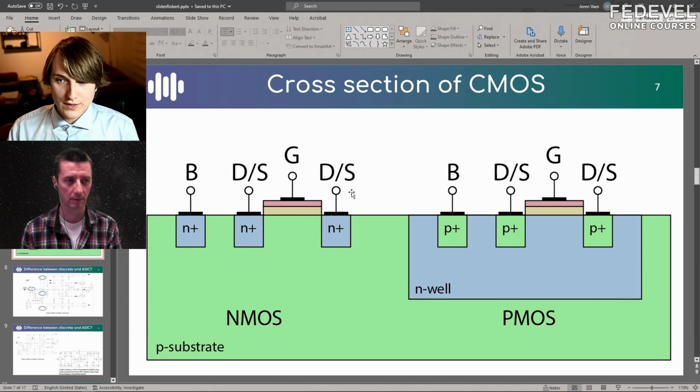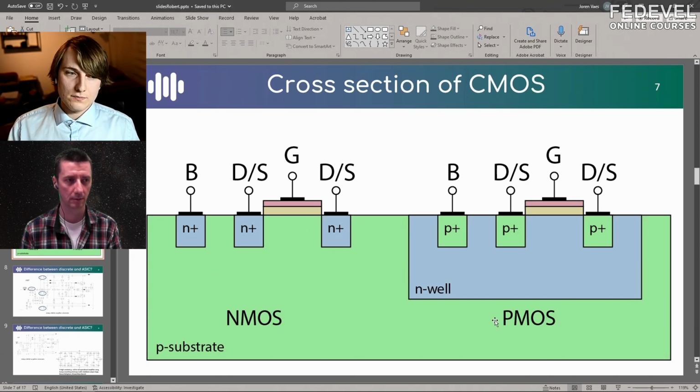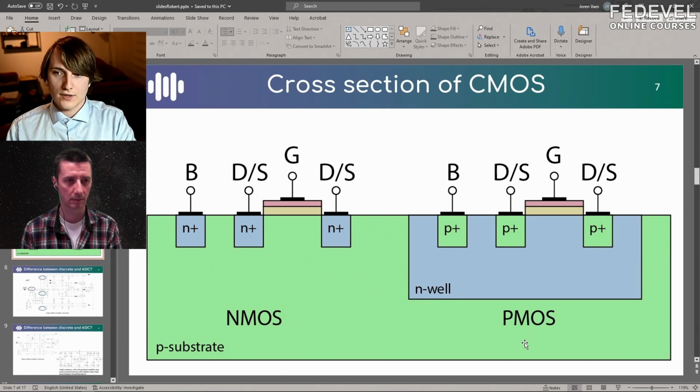So these are the two basic transistors that you have in CMOS, the NMOS and the PMOS. The NMOS is literally just you take two N-doped regions, you place a gate in between, and now you've made a switch or a transistor. In the PMOS, what we first need to do is make the substrate N type and then place P regions and then do the same. So this is the basic cross section of a transistor.